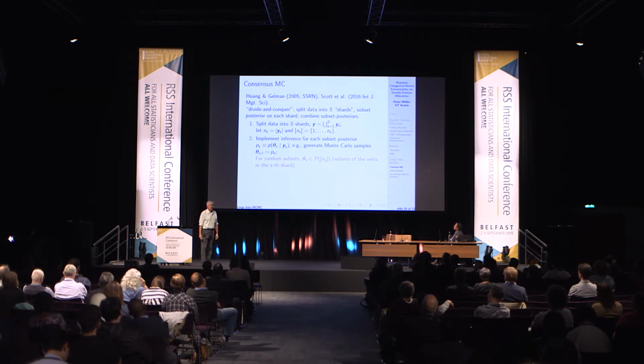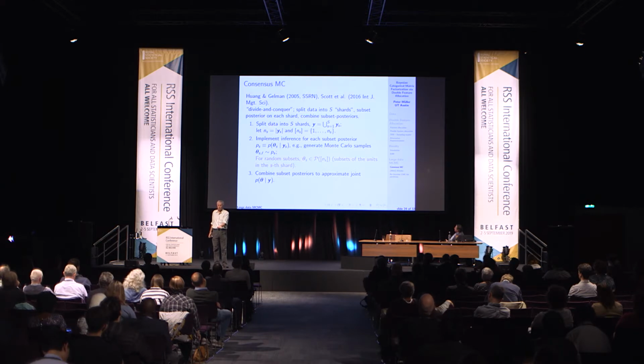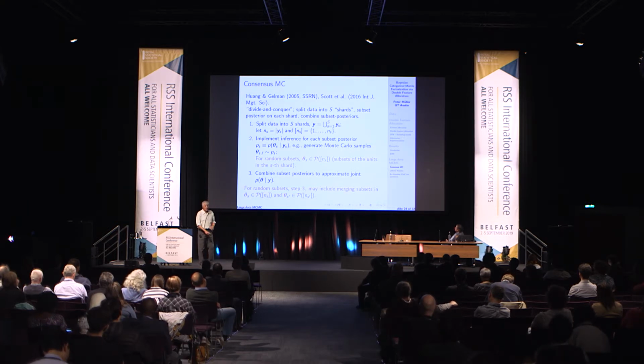And then you can implement subset posterior inference. You can carry out posterior inference for each of the subsets. And then in the last step, you take the subset posteriors and you combine them to reconstruct what the joint posterior could have been conditional on the full data. In general, there are all kinds of clever ways to do that. In our specific case for random subsets, you run into a problem.